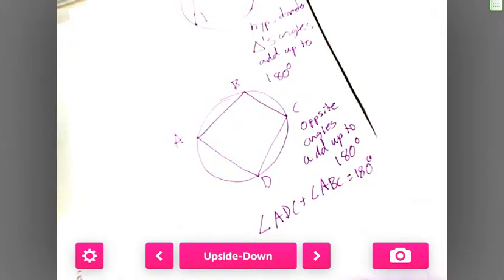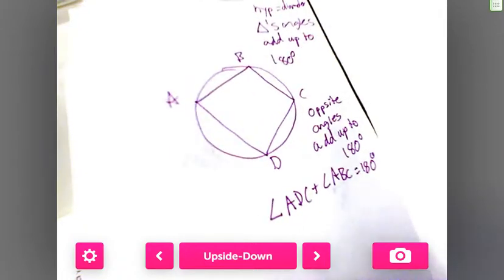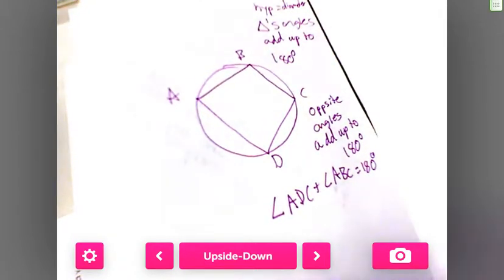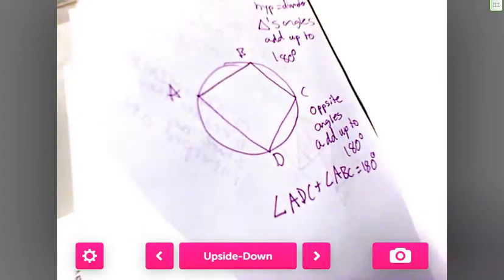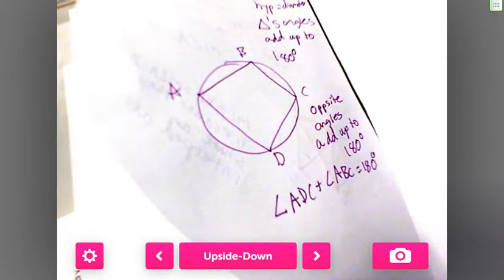Okay. So we know that if we have a right triangle circumscribed by a circle, the hypotenuse has to be the diameter. And if we have a quadrilateral circumscribed by a circle, then we know that opposite angles add up to 180. Okay, I'm going to remove this, and we are going to look at today's classwork.